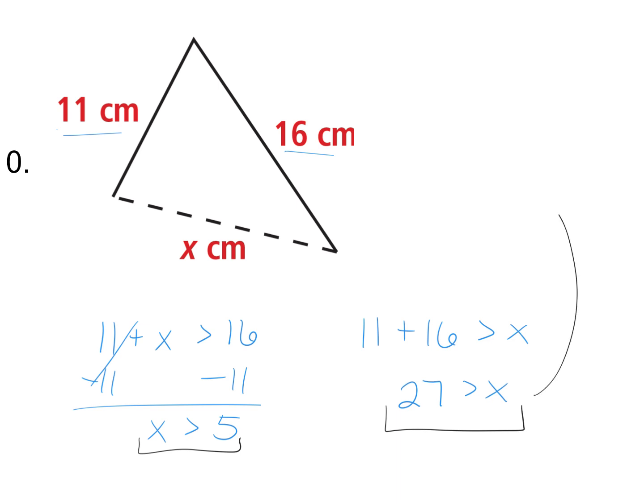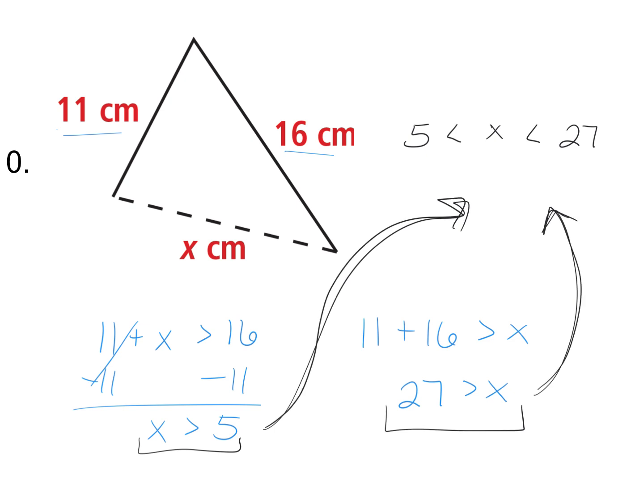Does anyone have an idea of how I put that into one compound inequality? Here's a hint. You're always going to start with your smallest number on the left, biggest number on the right, x in the middle. What I did is I just took this inequality and this inequality and combined them into a compound inequality. So what this says is we know x has to be greater than 5 and x also has to be less than 27. So this is the range that x has to fall in.